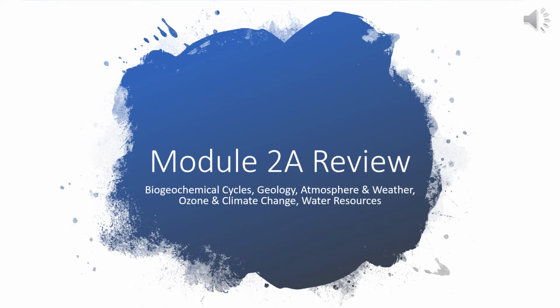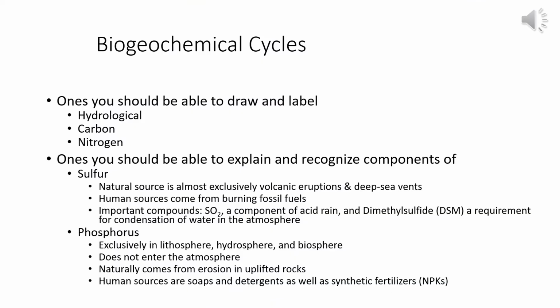This PowerPoint is designed to take you through the content from Module 2A in my AP Environmental Science class. Module 2A includes biogeochemical cycles, geology, atmosphere and weather, ozone and climate change, and water resources. The first major content area in Unit 2A is biogeochemical cycles.